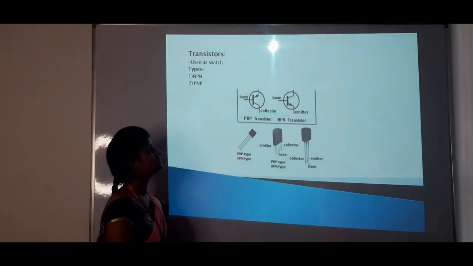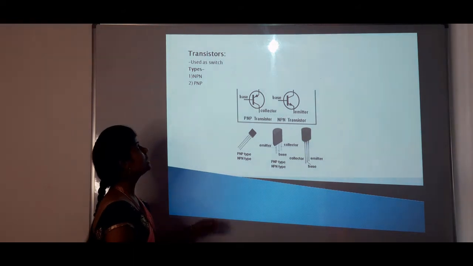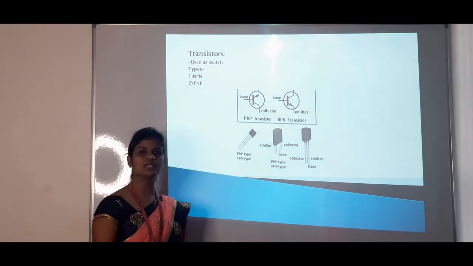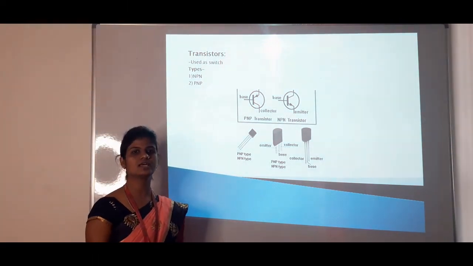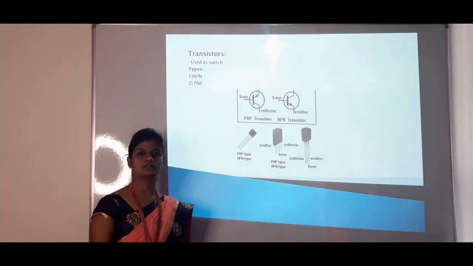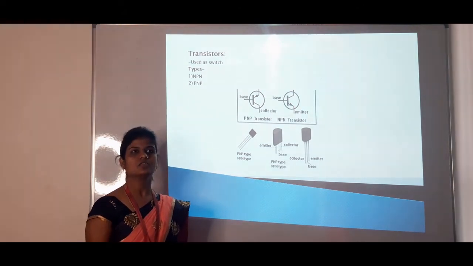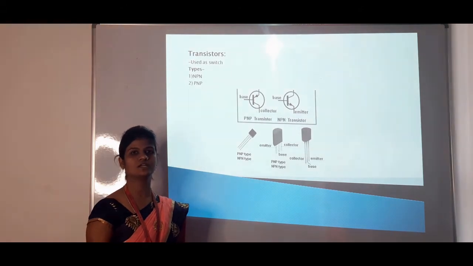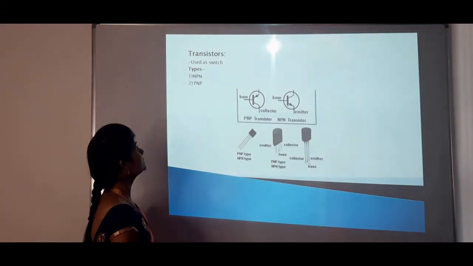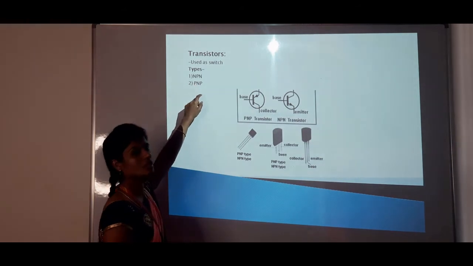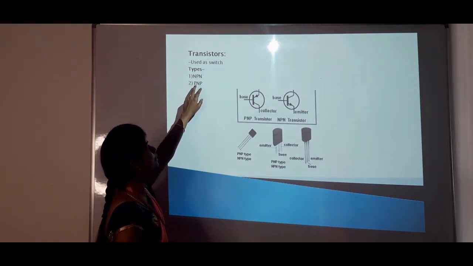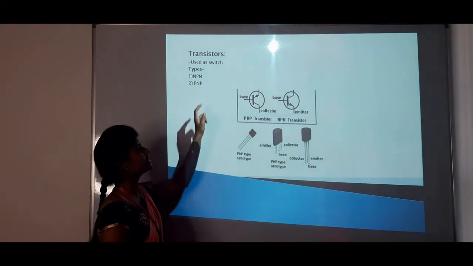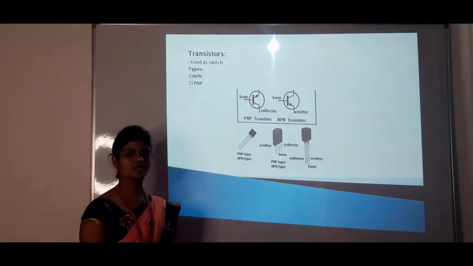Next we can see the example of the active components, that is the transistors. As we know, the transistor can be used as a switch. A transistor can be used as a switch because it can turn on or turn off the device. Let's see the types of the transistor. First one is the NPN type transistor and second one is the PNP type transistor.